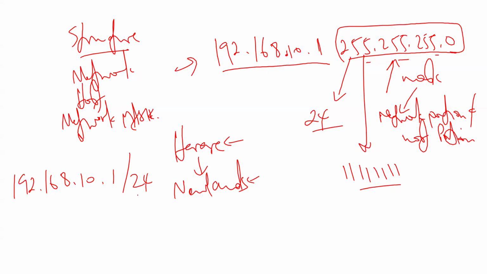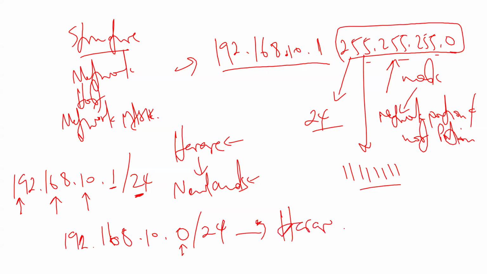For the network portion, you use this value here, 24. And you say the first 24 bits of my IP address identify the network portion. So looking at the first 24 bits of my IP address, 8, 16, 24, my network address is 192.168.10.0. This last value is the Newlands part, but when I put 0, this identifies my Harare. So this is my Harare. Then when I put .1, I have added the host portion, that becomes my Newlands.